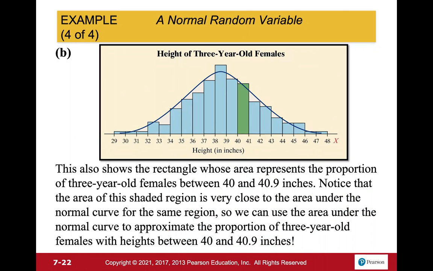This also shows a rectangle whose area represents a proportion of 3-year-olds between 40 and 40.9 inches. So notice that the area of that shaded region is very close to the area under the normal curve. The reason it's really close is because the midpoint between these two is right here. And that's how they drew those values out.